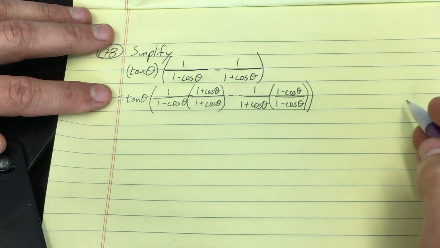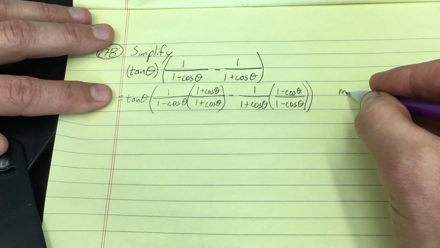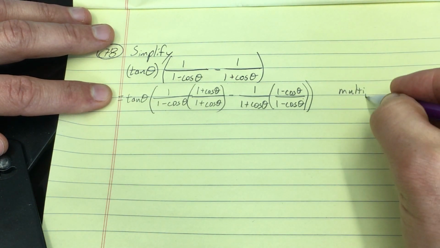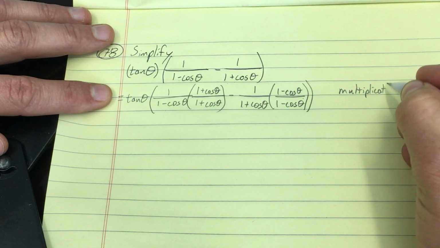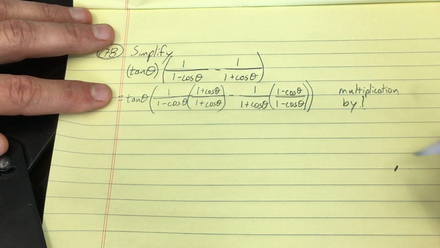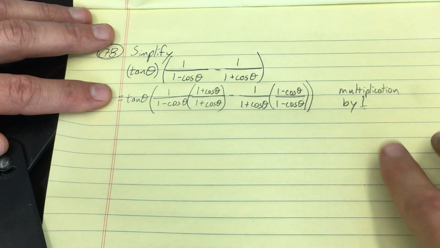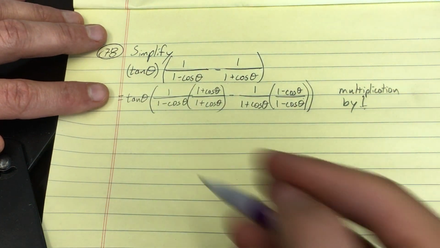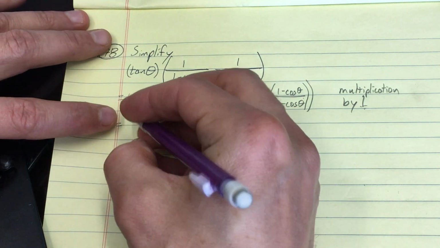If you're going to put a justification here, you would say something like multiplication by 1. That's always fair, right? Can always multiply by 1. Okay, so now I'm going to work out that multiplication.